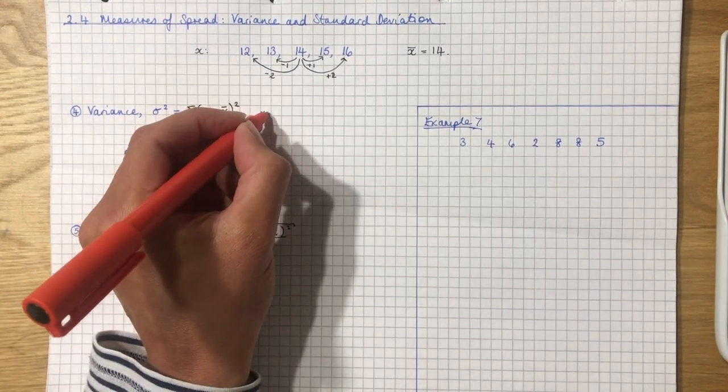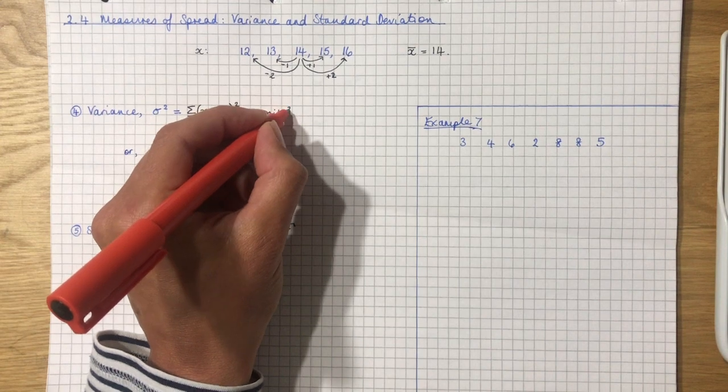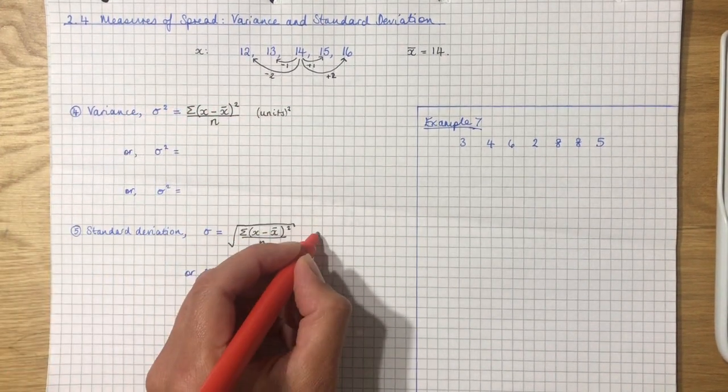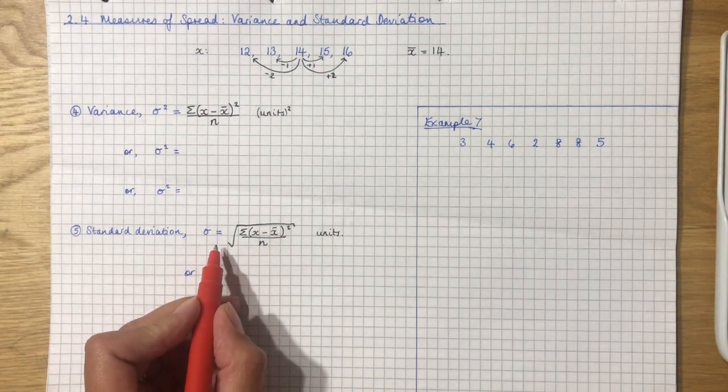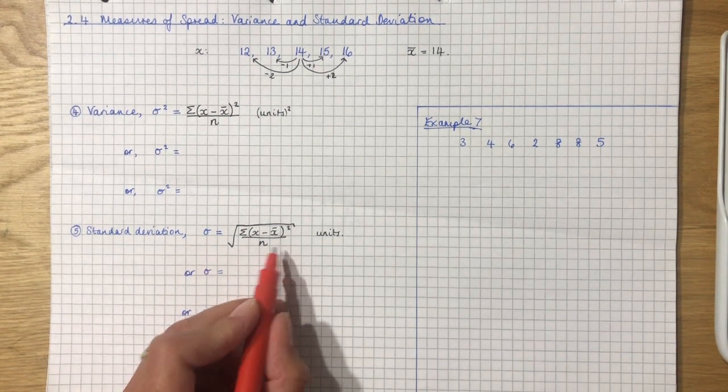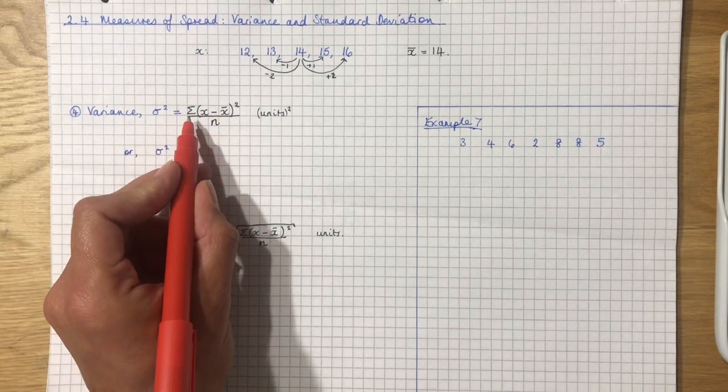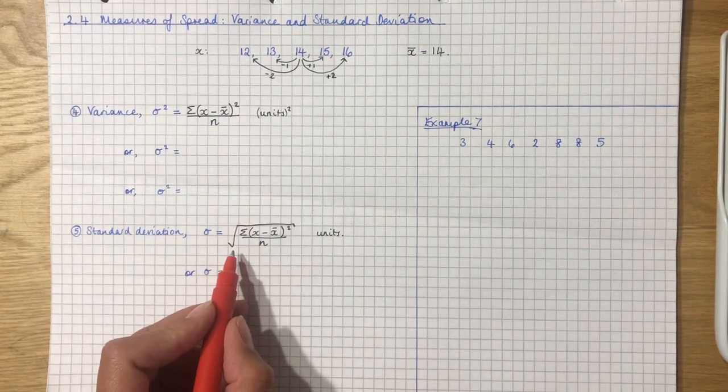So this one is the units of the data squared, and this one is just in the units of the data. So this is the one that you'll see talked about the most. This is the most common one, but you can't work this one out without working that one out first in order to square root it.